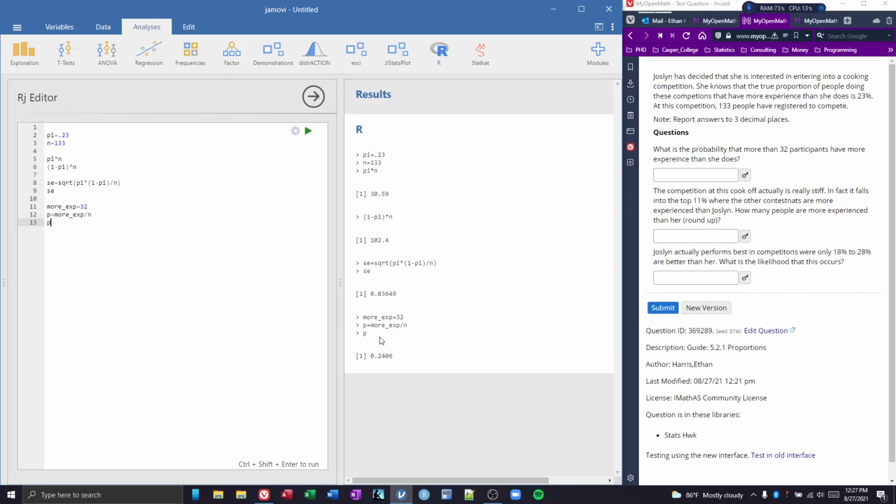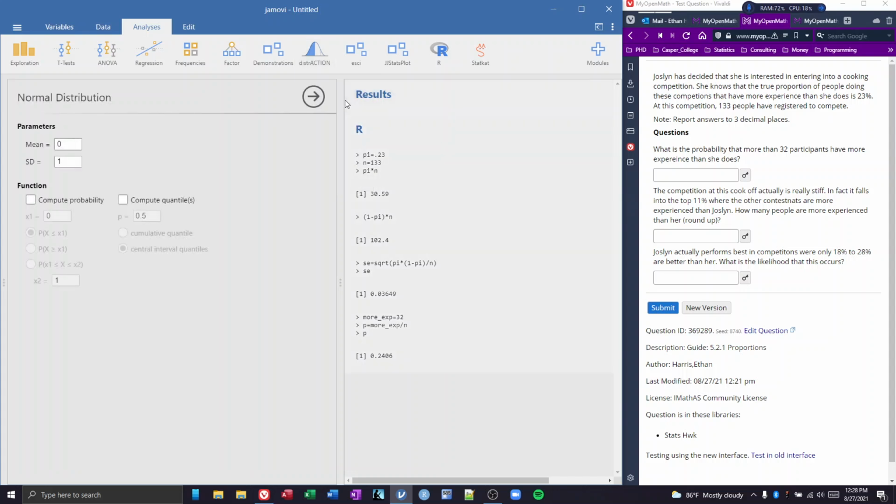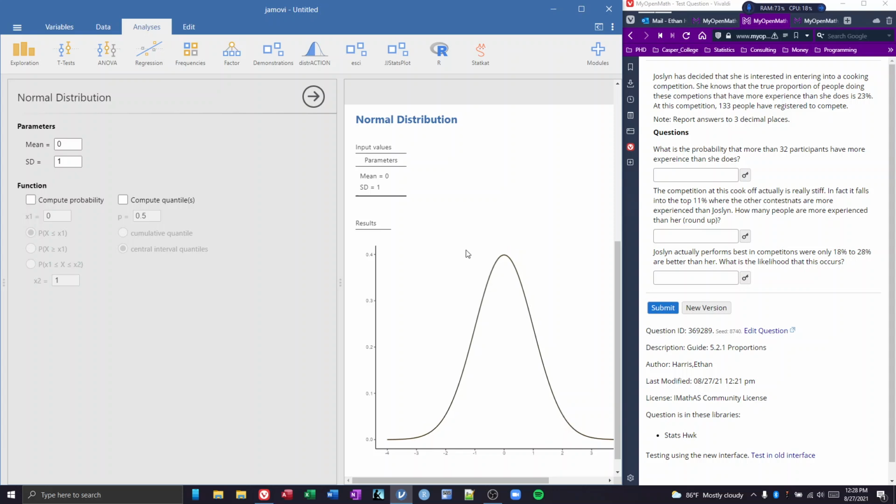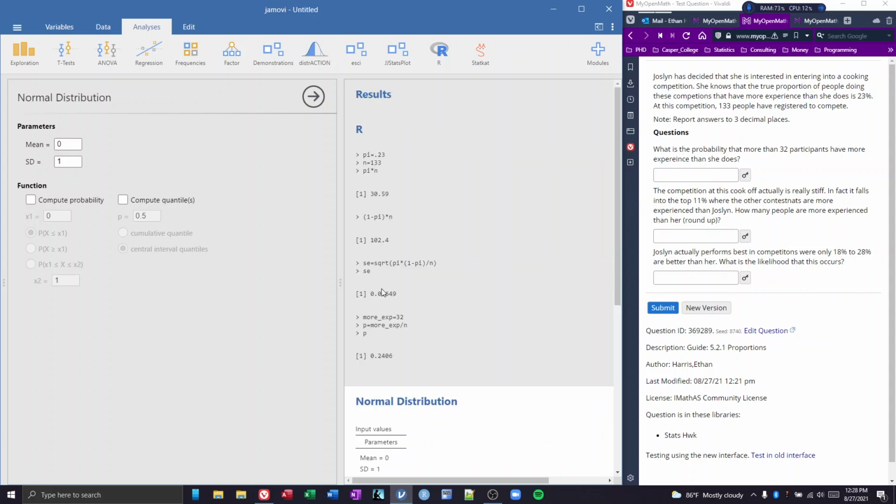Okay, so this question can be converted into: what's the probability that more than 24% of these participants have more experience than she does? Now we can take these and put them into our normal distribution and answer this first question. Let's go back to Distraction and click on normal distribution. When it asks for the mean here, we're going to use some of these values that we calculated.